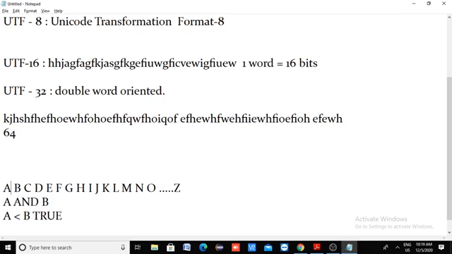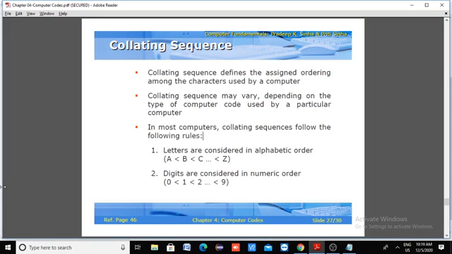Small letters can also be used like this. The letters are considered in alphabetic order: A is less than B, B is less than C, and B is greater than A, up to Z. Digits can also be used like this. Digits are considered in numeric order: 0 is less than 1, 1 is greater than 0, 1 is less than 2, 2 is greater than 1. Like this we can use collating sequence.